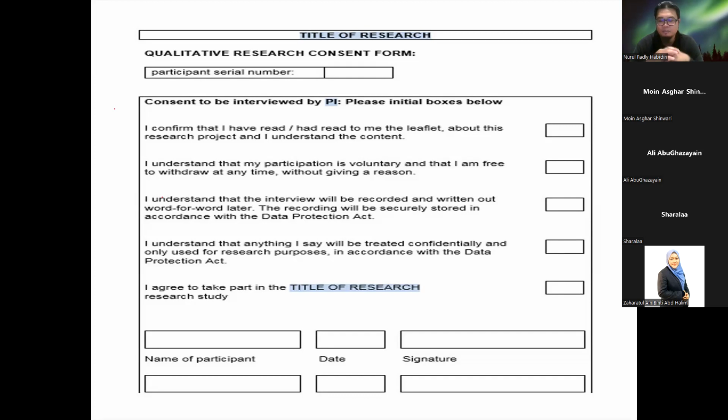Okay, so we put something like the consent form to make sure that there is no issue. We protect together. We use this only for research purposes. We follow all the ethics in this matter, from the Data Protection Act. We need to protect our participants' information also. That's why this research consent form is really important.